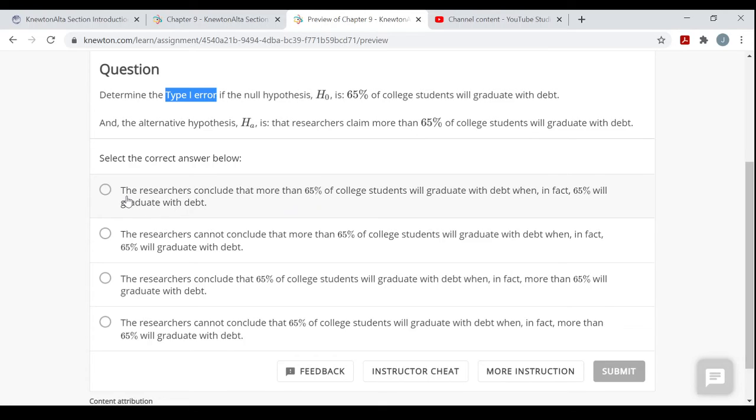So let's read through these. The researchers conclude that more than 65% of college students will graduate with debt, when in fact exactly 65% will. That is exactly a type 1 error. That's exactly what I was saying. You conclude the alternate hypothesis when you should have concluded the null. That's a type 1 error.